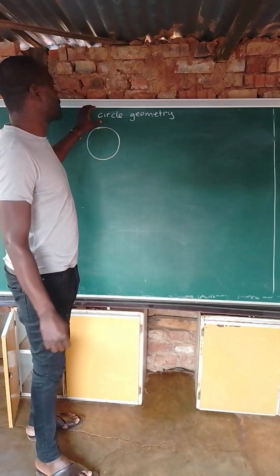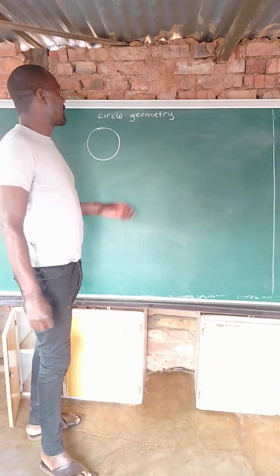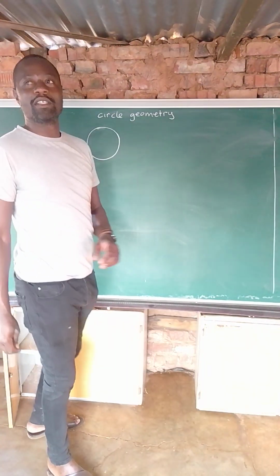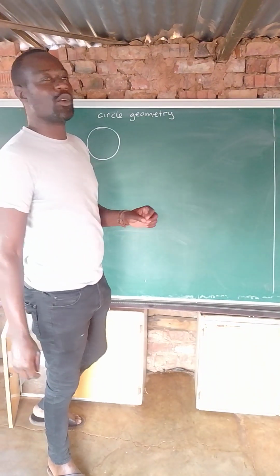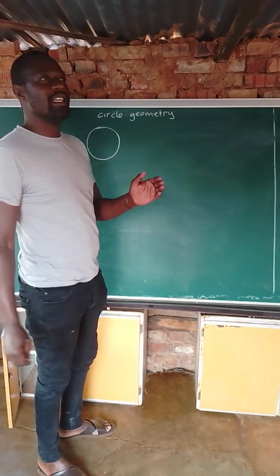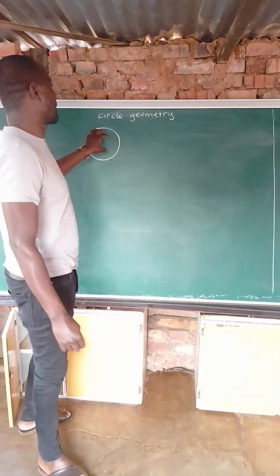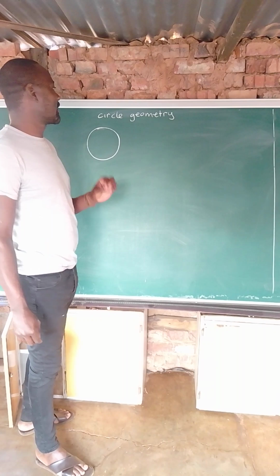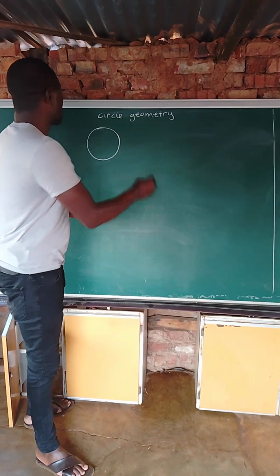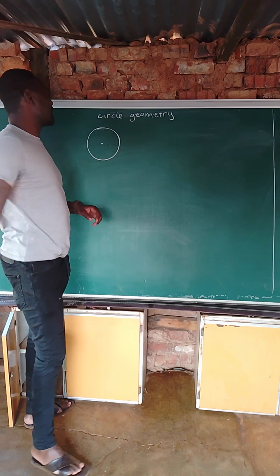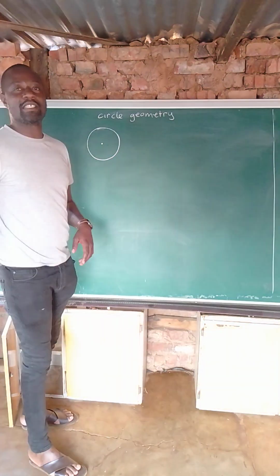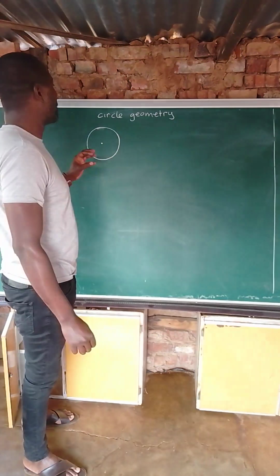Today we want to do circle geometry. But before we get into the theorems of circle geometry, we need to know the circle itself. Here is called the center of the circle. The center of the circle.